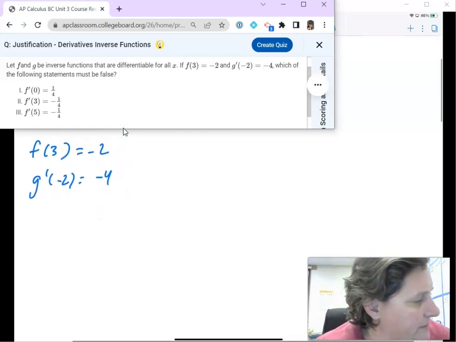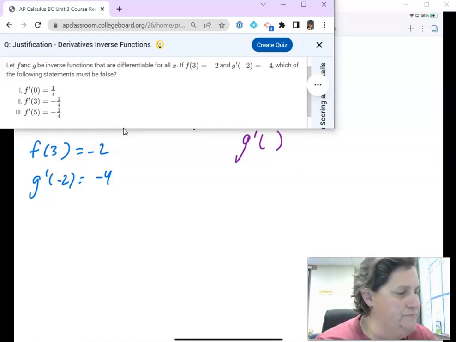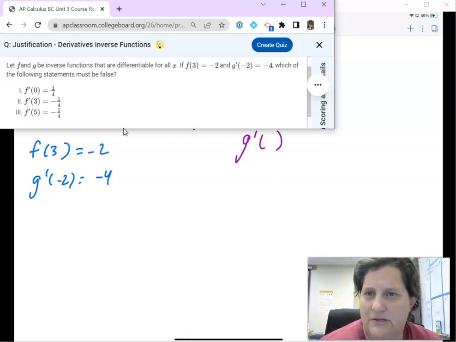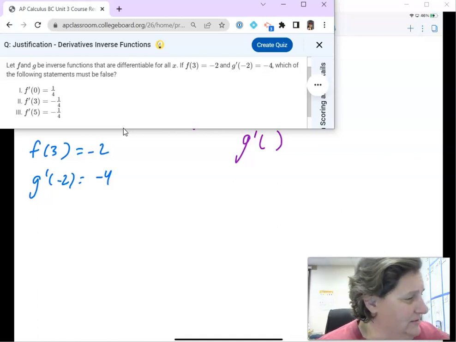Okay, so let's start with f prime of 0. f prime of 0 is 1 over G prime of something, all right? And there has to be a point in there. And you know what, you guys? I see nothing with a 0 in it, nothing at all. So I'm going false on that. Okay, let's look at this next one.